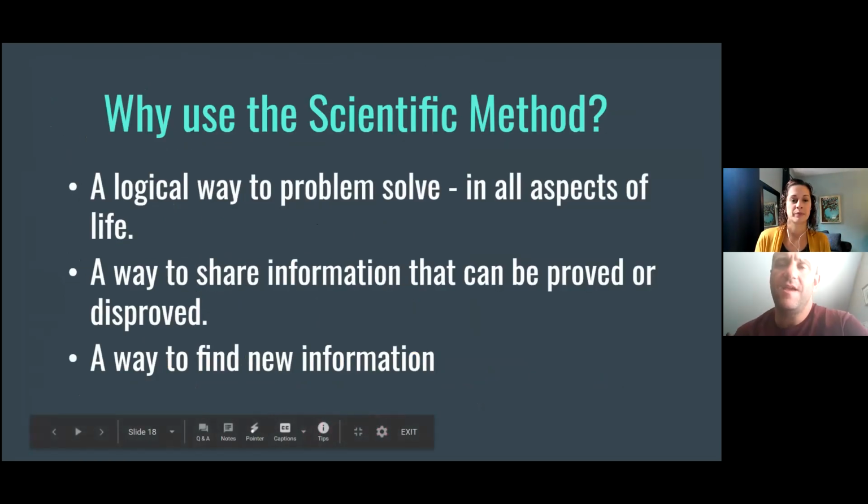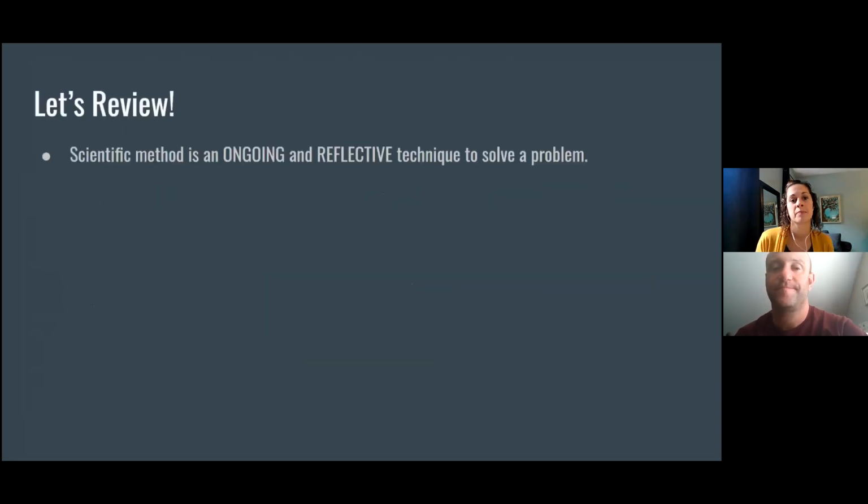And then finally, we have to just go back to our original objective. Why do we use the scientific method? Okay, it's a logical way to solve a problem. And like it says, it's in all aspects of life. No matter what, it's not just used in science. You use this every single day. It's a way to share information that can be proved or disproved. And then it's a way to find out new information. Again, the most important part is that it works in all aspects of life.